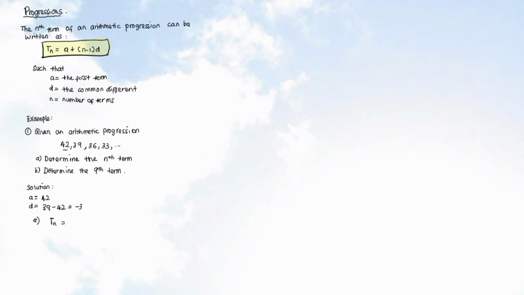From the formula, Tn is equal to a plus (n minus 1)d. Substitute a is equal to 42 plus (n minus 1)(negative 3). Then we simplify, and we will get Tn is equal to 45 minus 3n. B, determine the ninth term. T9 is equal to 45 minus 3 bracket 9. You will get the answer is 18.